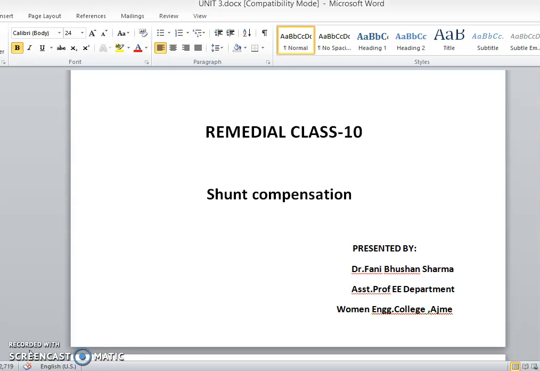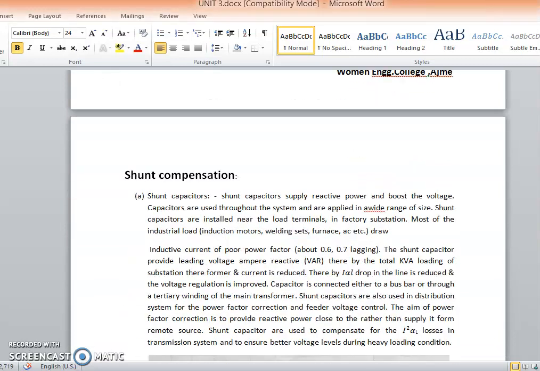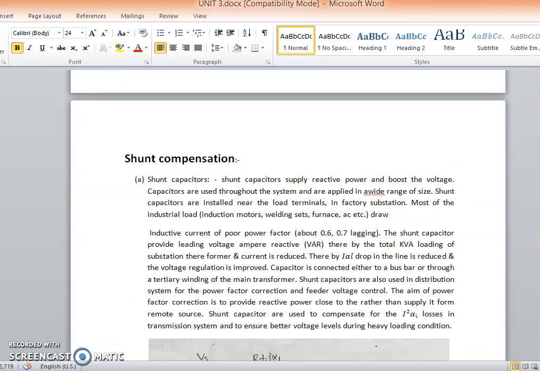Remedial class number 10, and a very important topic: shunt compensation in transmission line for high voltage or extra high voltage. What is shunt compensation and why is it important? In shunt compensation, FACTS devices are connected in parallel with the power system transmission line.